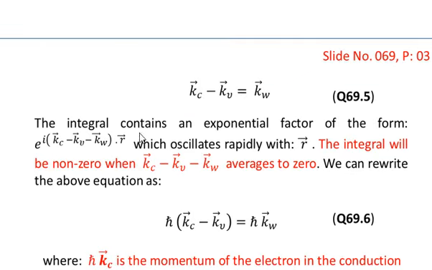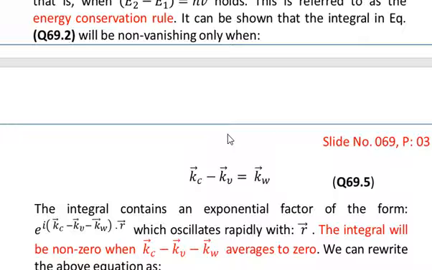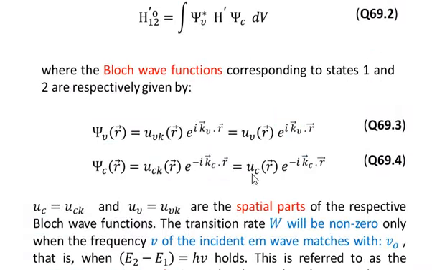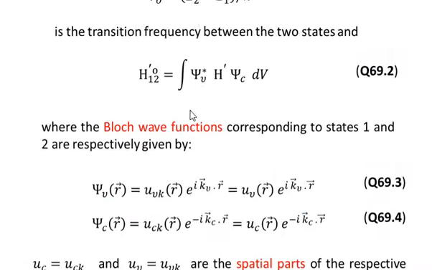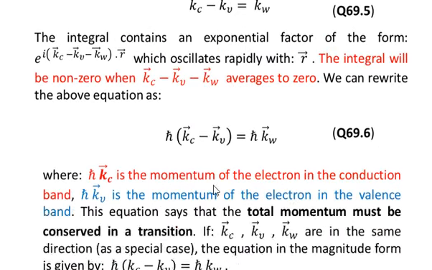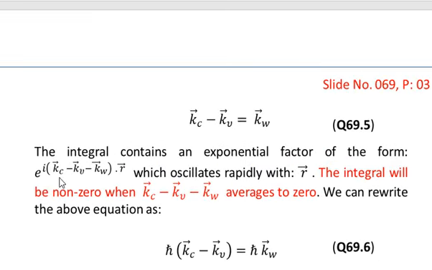The integral contains an exponential factor of the form. So you see that if we solve in detail the integral, that is substitute these values of the wave functions in the integral, we would notice that there would occur a term which is e to the power iota (Kc minus Kv minus Kw) dot r, which oscillates rapidly with r. The integral will be non-zero when this averages to zero.